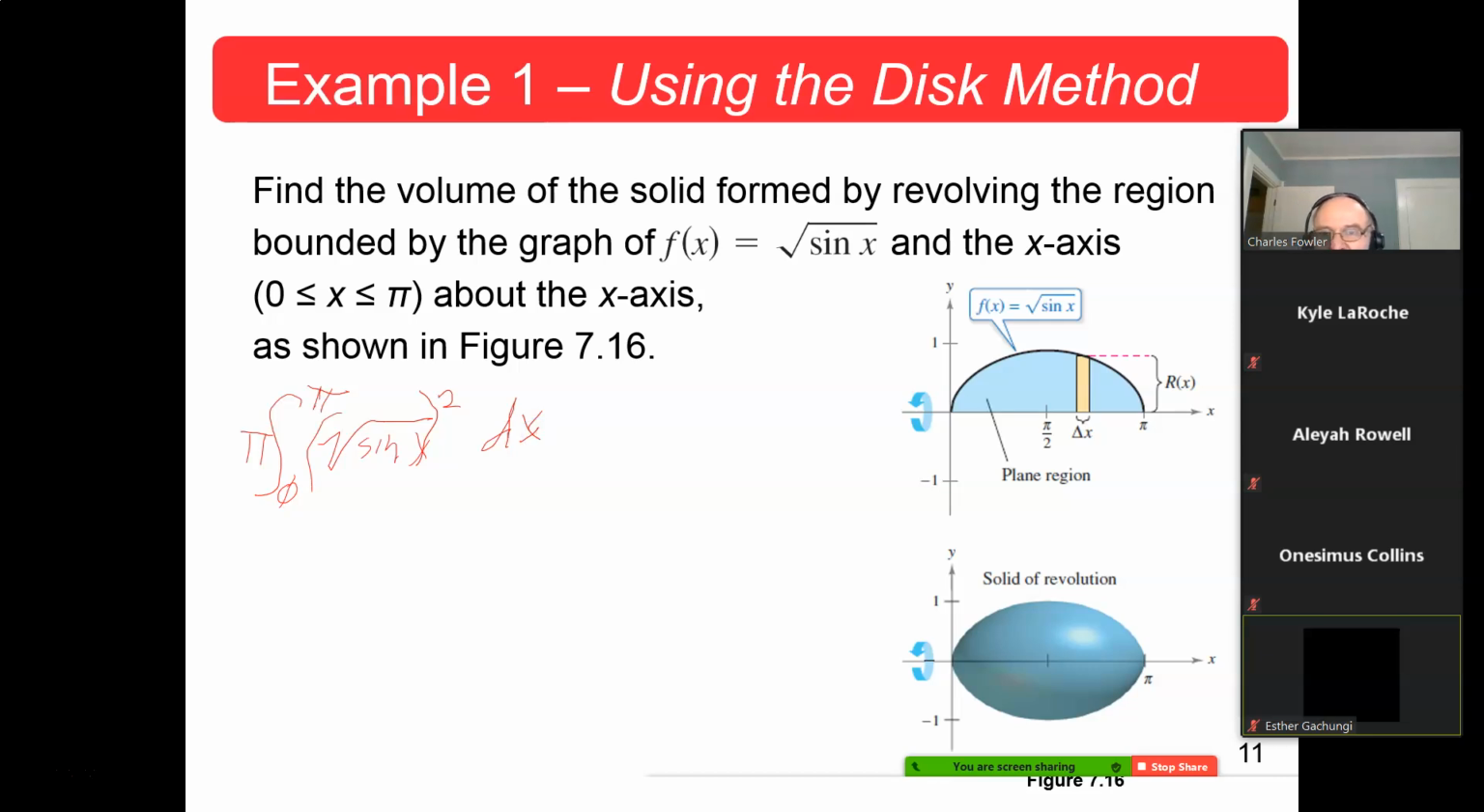All right, so what will that be? The pi on the outside here. Let's write this again, x going from 0 to pi. Well, the square root of sine x squared is just sine x, right?